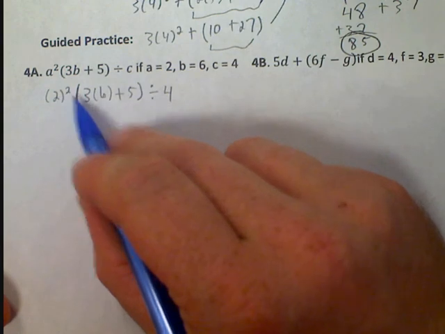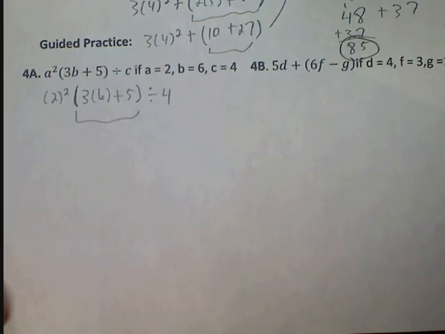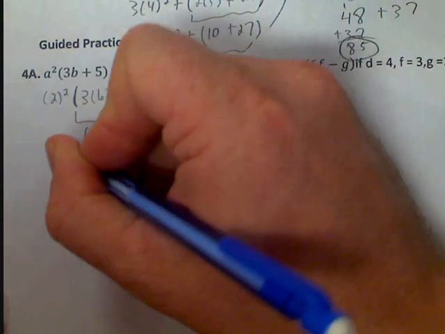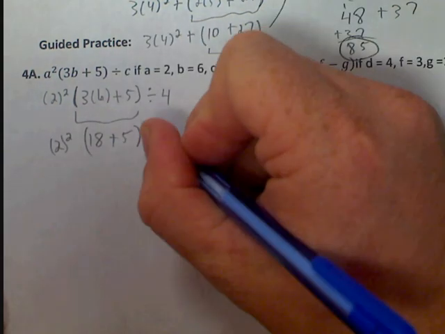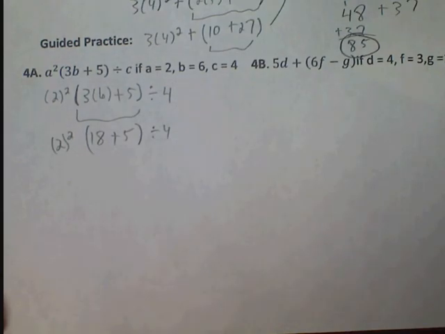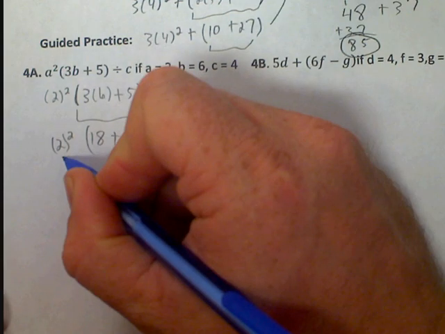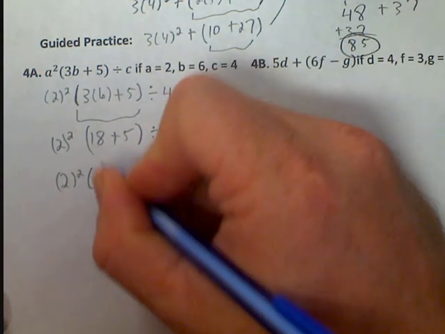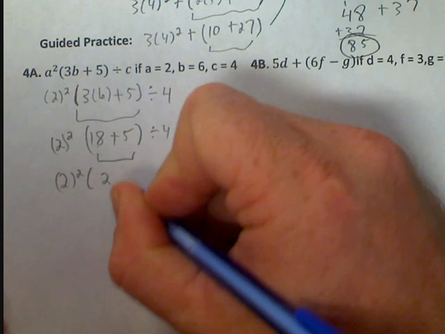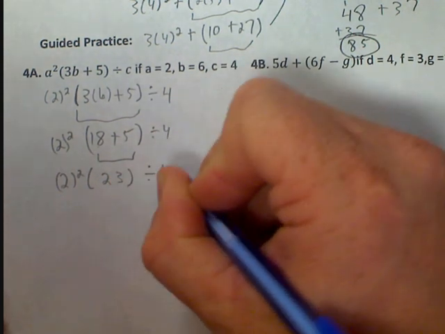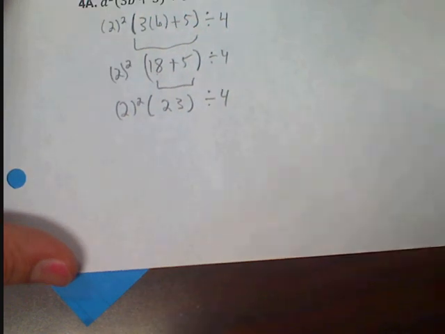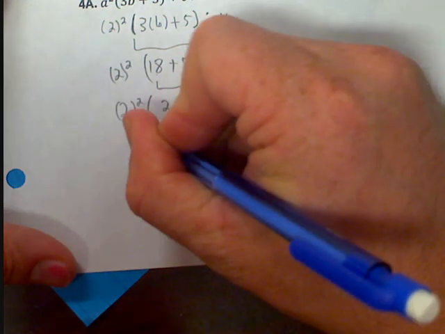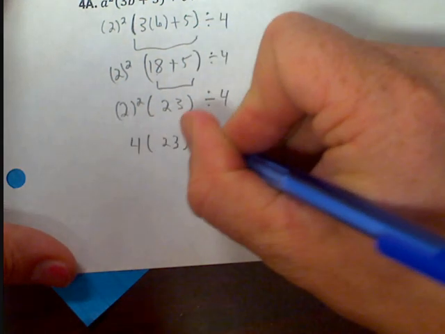2 squared is on the outside, so I have to do what's on the inside first. 3 times 6, 18, plus 5. 2 squared on the outside, divide by 4. So I brought everything else down. 2 squared stays on the outside. Parenthesis 18 plus 5 is still in parentheses. I have 23 divided by 4. Now I'm finally on the outside of my parentheses. So exponents come next. 2 times 2, 4. Parenthesis 23 divided by 4.